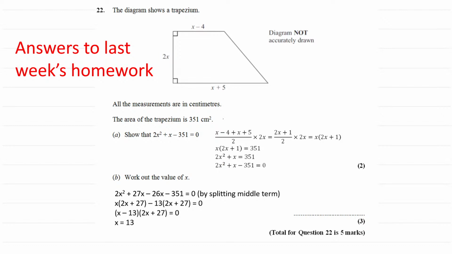Just in case you're not sure what happened here, we use the formula (A plus B), that's the area of a trapezium, times the height, the vertical height, everything divided by 2. So this is the formula for the area of a trapezium. 2x is your height, x minus 4 is your A, and x plus 5 is your B. And that's what happened over here. Okay.